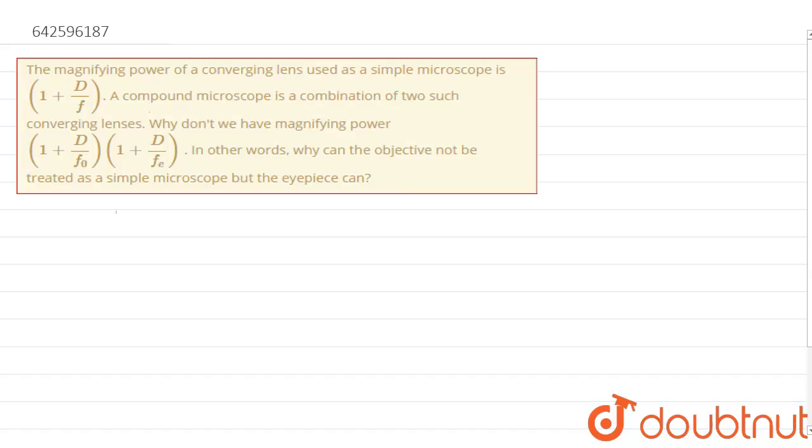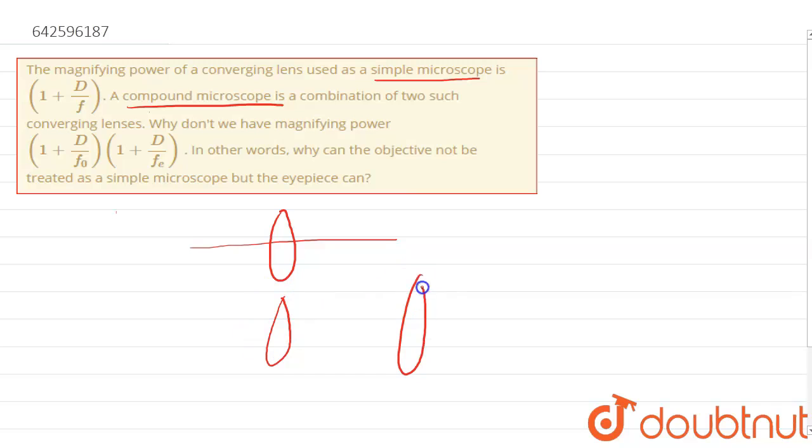Now, in order to answer this particular question, first of all, let us understand what is the major difference between a simple microscope and a compound microscope. In a simple microscope, we are using one converging lens. But in case of a compound microscope, we are using two lenses of different focal length. One acts as an eyepiece and one acts as an objective.